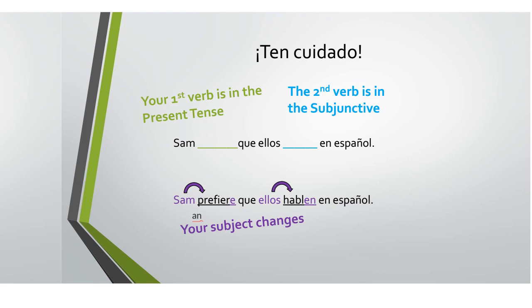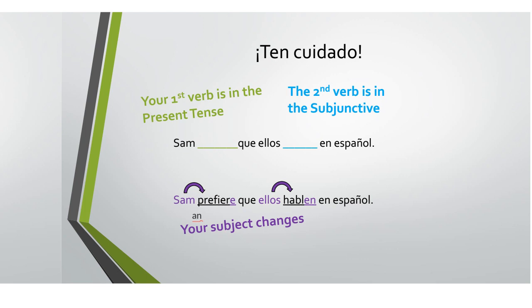So right here on the screen is what you can expect some of your quizzes and tests to look like. The first blank that you see, the verb that you're going to put there is going to be in the present tense. The second blank that you see is going to be in the subjunctive. All right, so that pattern will always hold true. I'm not going to throw anything in there and mix it up.